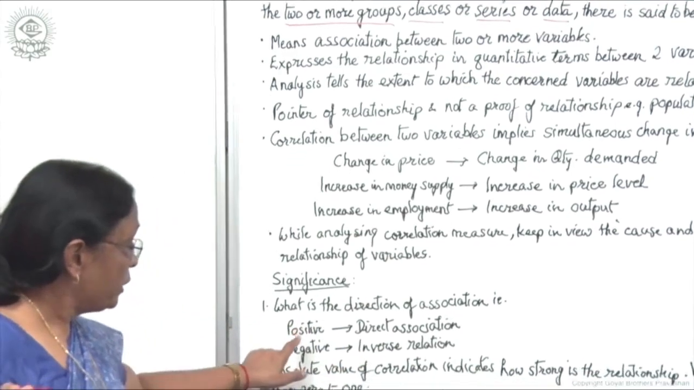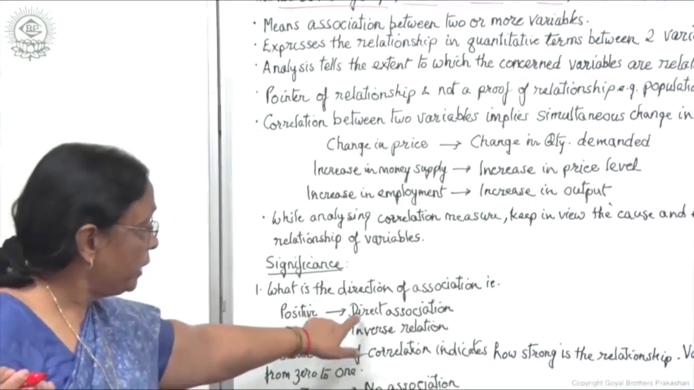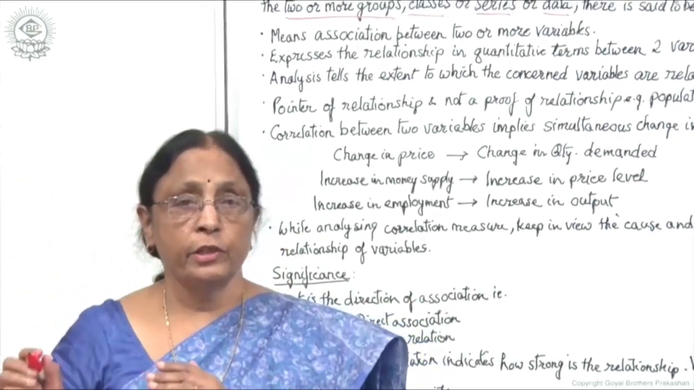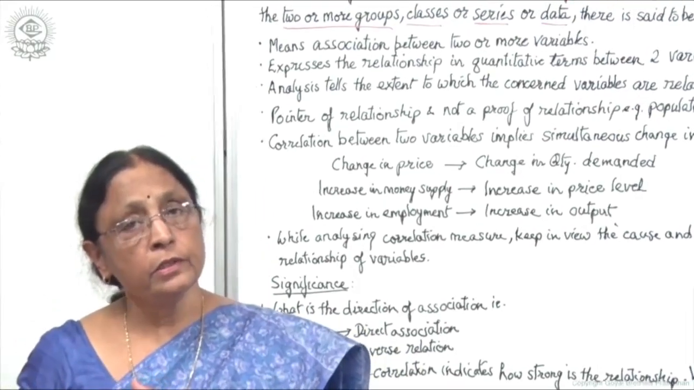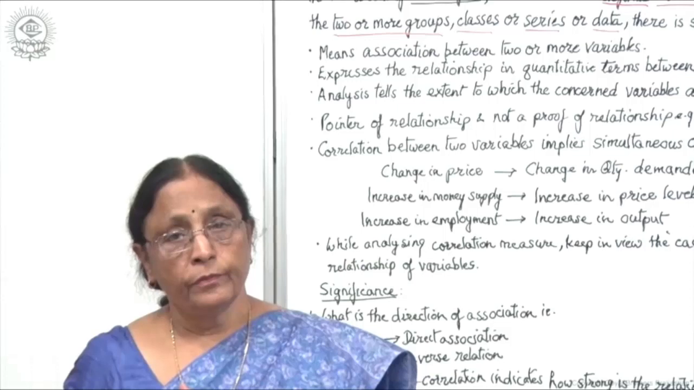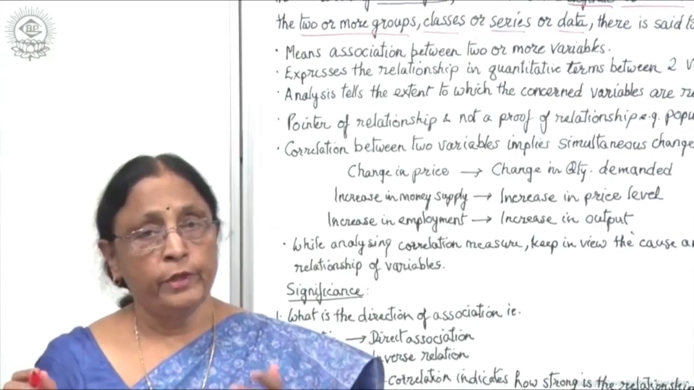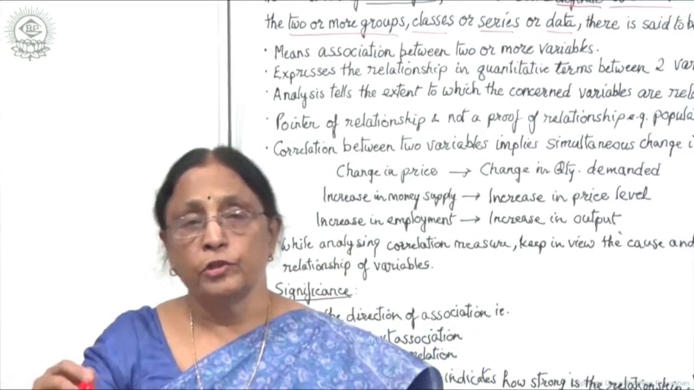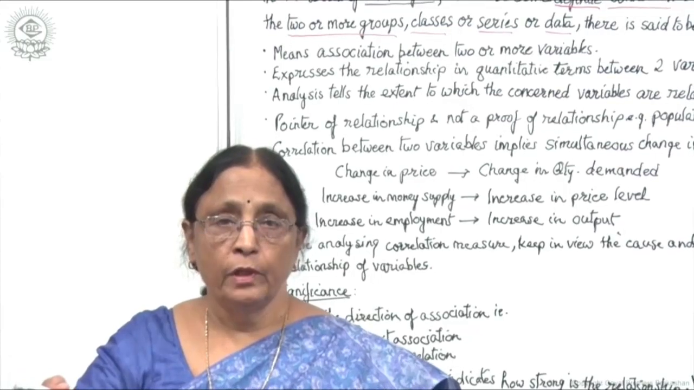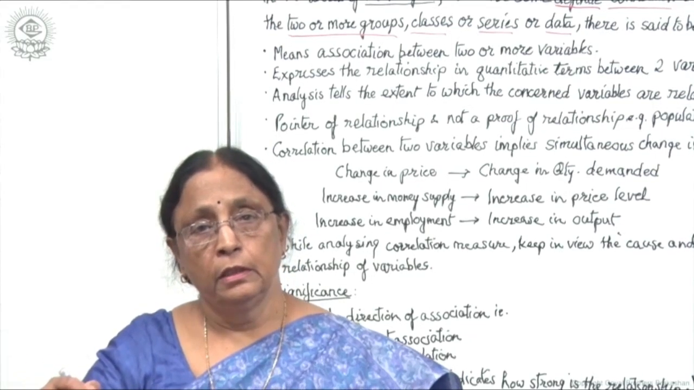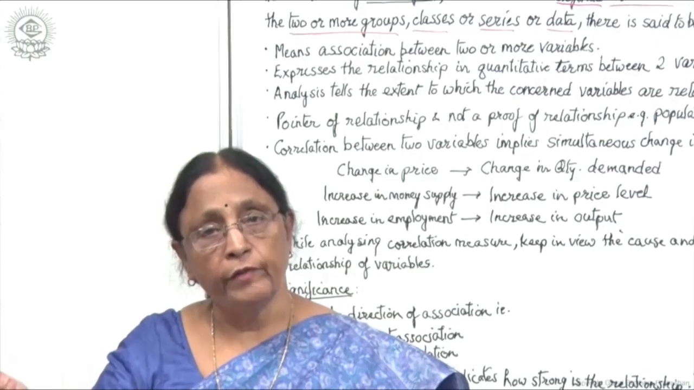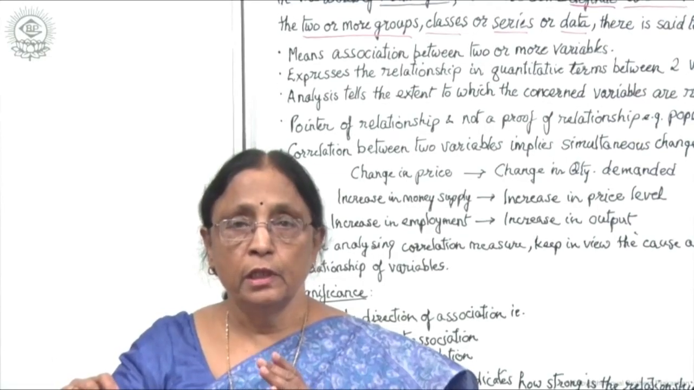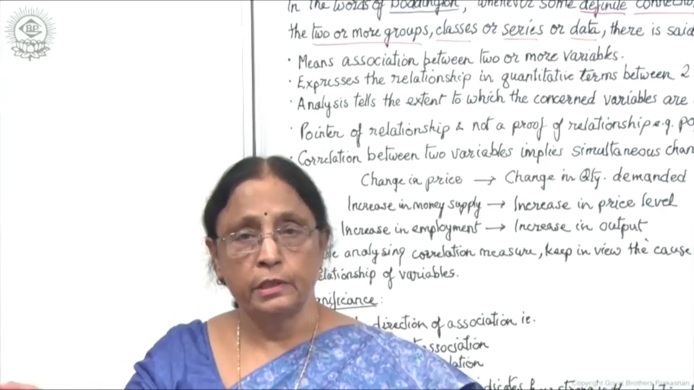What does it mean? When they are positively correlated, there is a direct association. That means both are moving in the same direction. If one is increasing, the other is also increasing. Positive correlation. Let me give you an example. Suppose the price of commodities or the general price level in the market increases. What will be the effect on supply? Supply is the total stock of goods available in the market for sale. Whenever the general price level increases, total supply also increases.